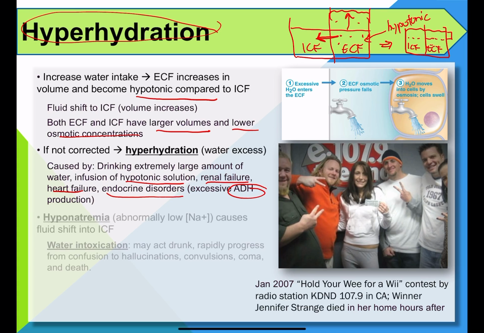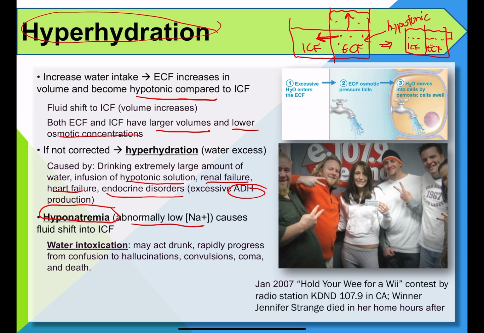So hyperhydration can lead to hyponatremia, which is the opposite of dehydration, where you have an abnormally low amount of sodium content. And of course this leads to the case I was talking about, hyperhydration, also called water intoxication. When you're under water intoxication, you may act drunk, rapidly progress from confusion to hallucination, convulsions, coma, followed by death if not fixed soon enough.